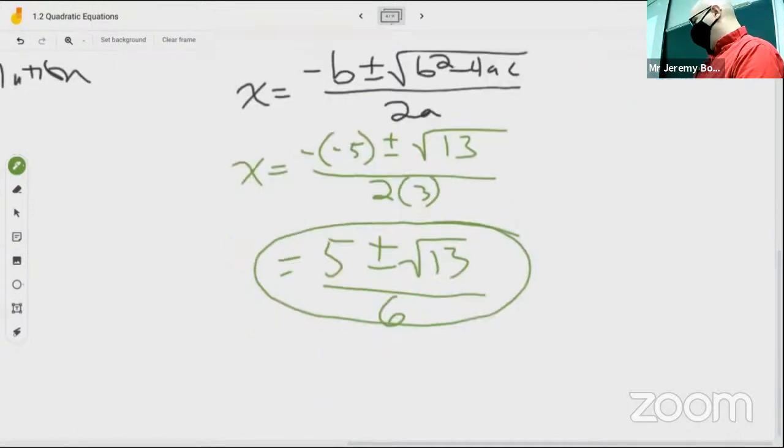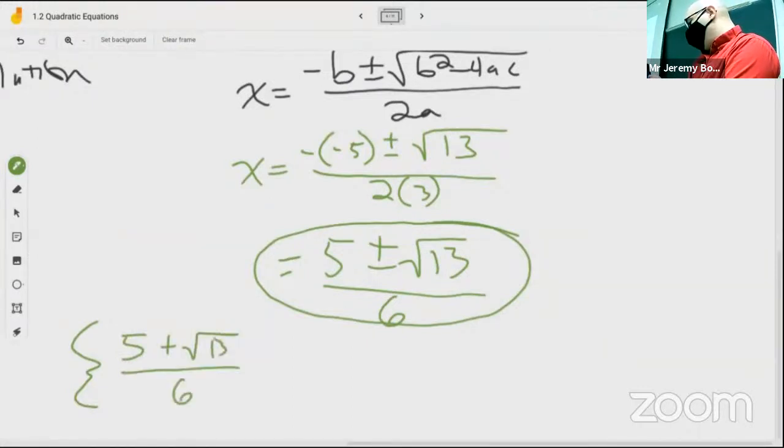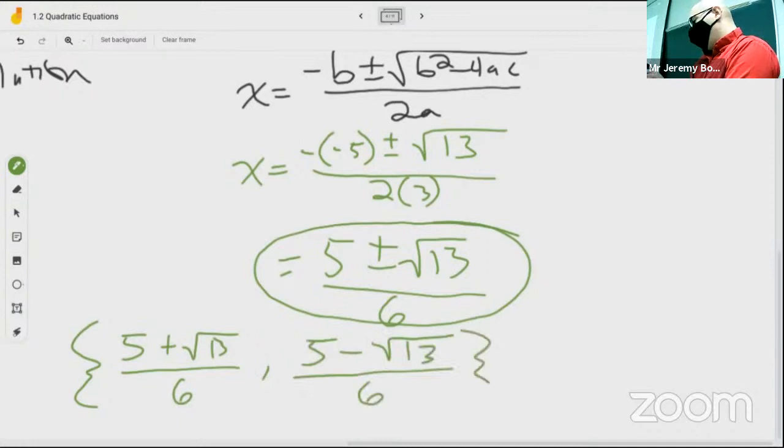Now, if I put that into MyMathLab, it's going to ask you for the solution set. Your solution set is going to be 5 plus the square root of 13 over 6, comma, 5 minus the square root of 13 over 6. So that is how it's going to ask for an answer in MyMathLab. Any questions on that? No? All right.